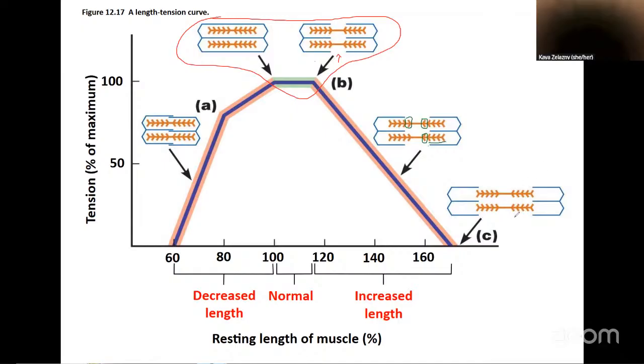Here we can see it even more extreme for C. The maximum tension we could generate from this sarcomere is basically zero, because even when we have calcium uncovering those myosin binding sites on the actin, there's only maybe one, maybe none, places where we can grab together. So this is why too stretched out a position is a weak position for you.